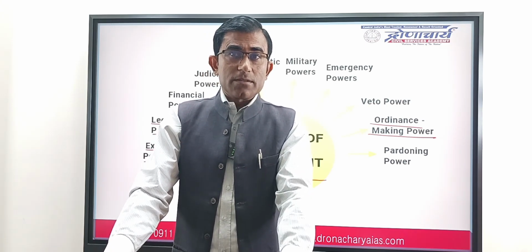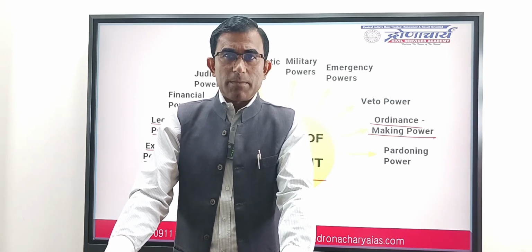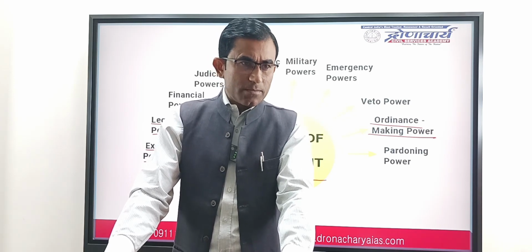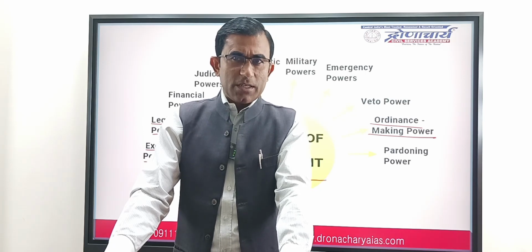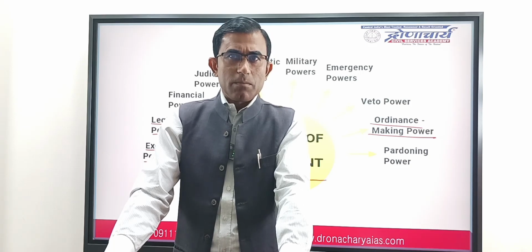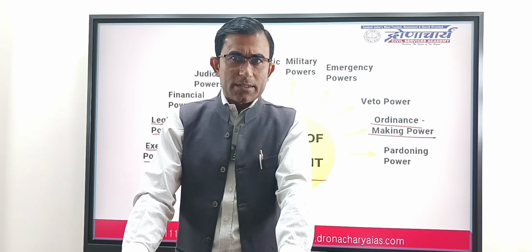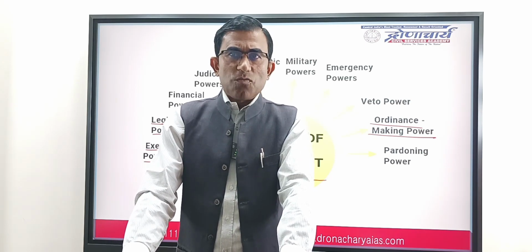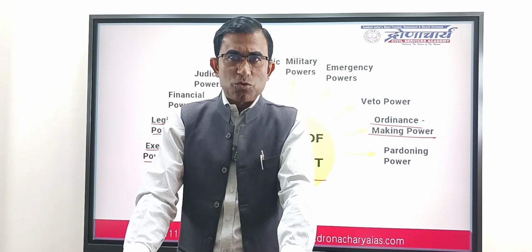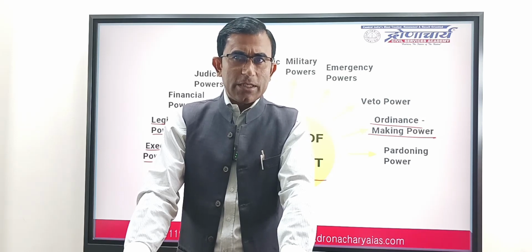Next are the limitations on the ordinance making power. The President's ordinance making power is subject to some limitations. Firstly, it is not a parallel power of legislation. Ordinances can be promulgated only when both Houses of Parliament are not in session, or when either of the two Houses of Parliament is not in session. An ordinance that is put into place when both Houses are in session is void in law.